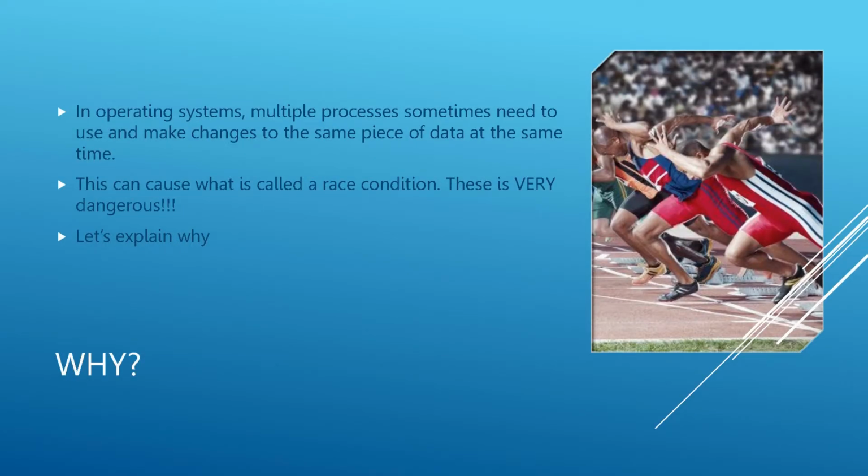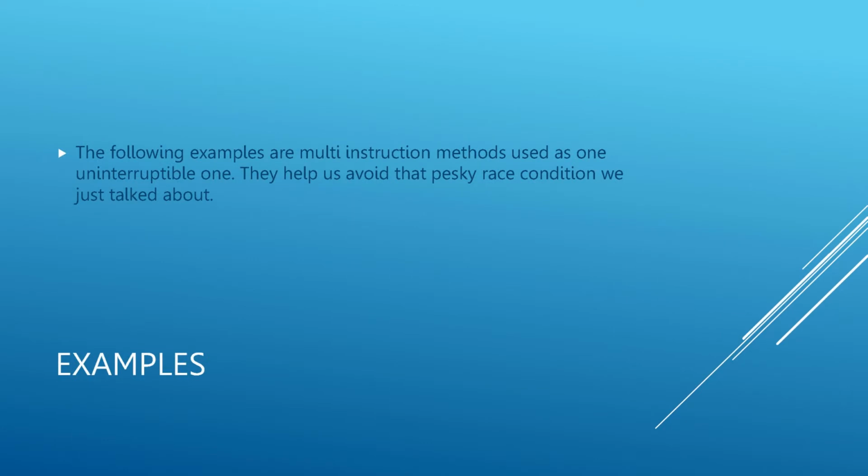Why? In operating systems, multiple processes sometimes need to use and make changes to the same piece of data. This can be very dangerous and it is what is called the race condition. Let's explain why. The following examples are multi-instruction methods used as one uninterruptible one. They help us avoid that pesky race condition we just talked about.